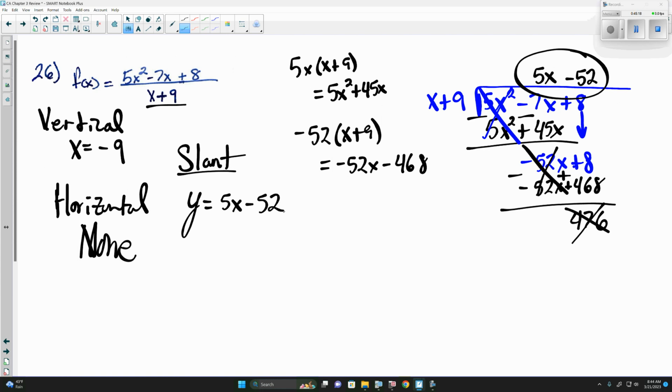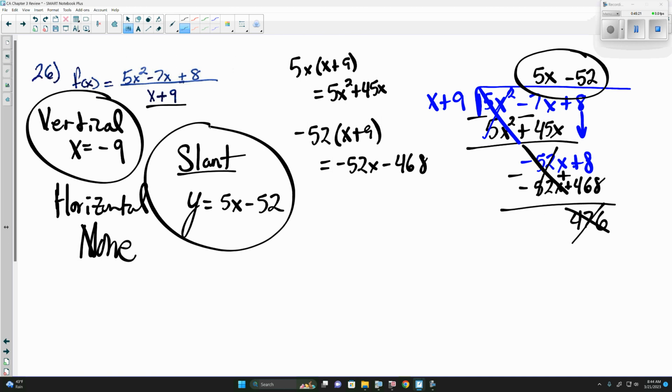So our vertical, x equals -9. Our slant is y equals 5x minus 52. Any questions on any of this here? So that is everything that is going to be on the test. Now, I will say this, you could have solved this here by synthetic division just as easily as long division and gotten the same answer.